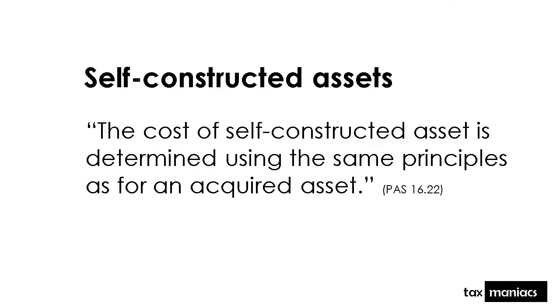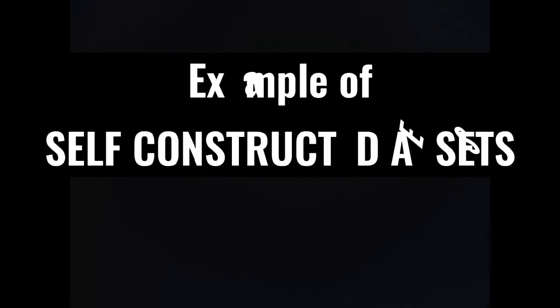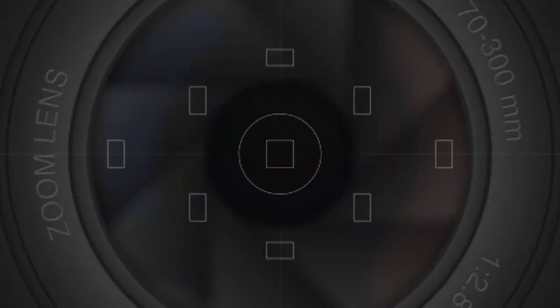The last one is self-constructed asset. When you say self-constructed asset, it simply means that a business elects to build under its own management. Self-constructed asset includes direct labor, material, and overhead costs. A common example of self-constructed asset is when a company chooses to build an entire facility.